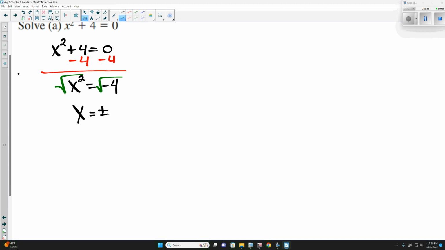Now, we need to take the square root of negative 4. The first time we went over the square root method, we did not have a way to take the square root of a negative number, but we do now, because the negative will come out as i, and the square root of 4 is 2.